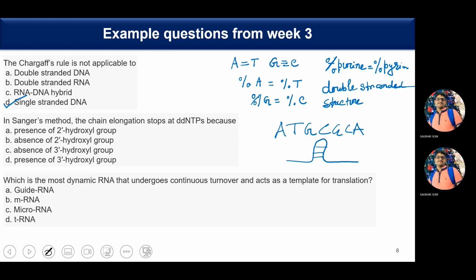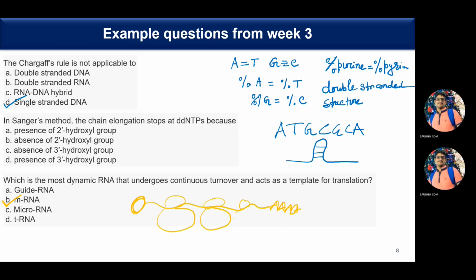So before that, this is the easy question. What is the most dynamic RNA that undergoes turnover and acts as a template for translation? Guide RNA? No. I don't have to explain this because this will be mRNA. mRNAs will have a cap, they will also have a poly A tail, and the ribosome will come and sit and translate the protein, right?